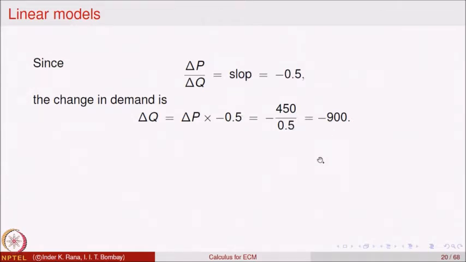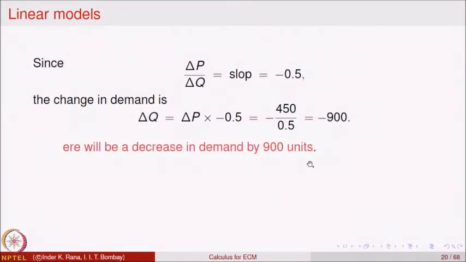So, that means when the music player is selling for 9,000 rupees, there will be a decrease in demand because delta Q is negative. That means there will be a decrease in demand by 900 units.